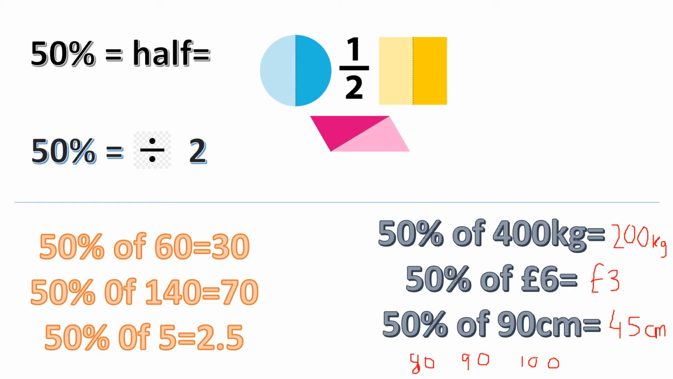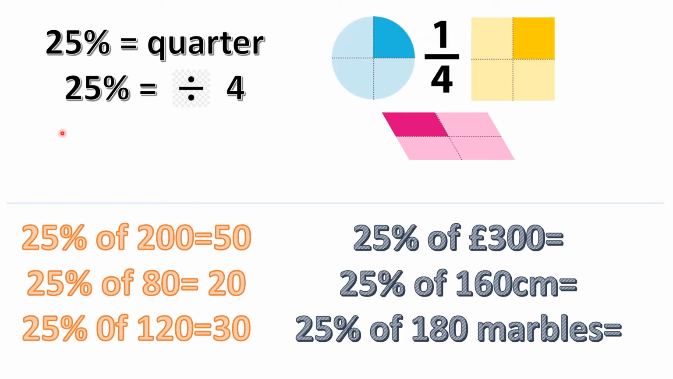Okay, let's have a look at the next slide. Okay, so this time we are working out 25% of a number. Now 25% is a quarter. It's half of 50. 50% was half. Half of 50 is 25%, which is a quarter. Okay, this is what a quarter looks like.